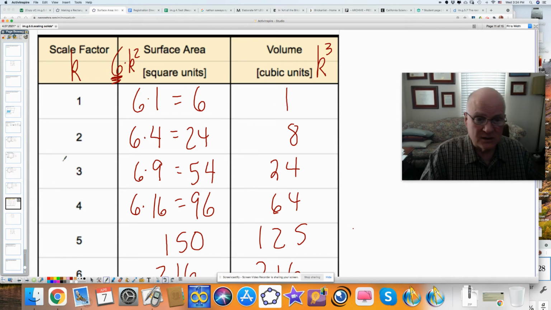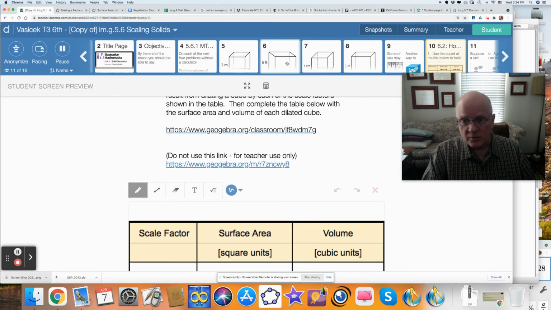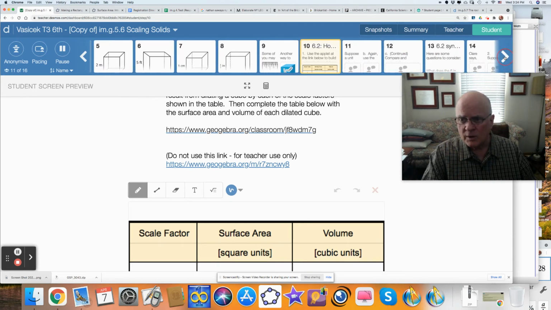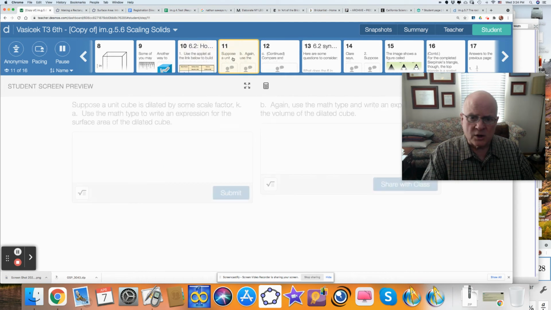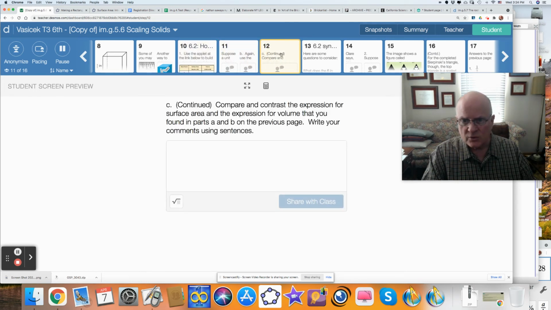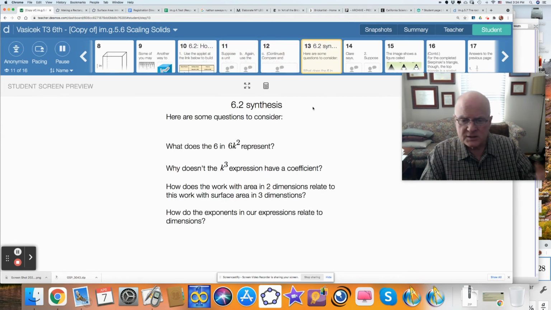Isn't that interesting? Now, in the Desmos activity, there's several other points to go along with after doing this table. But this table is the big part of what we're doing. The questions are on pages 11 and 12, which we just went through, and the synthesis on page 13.